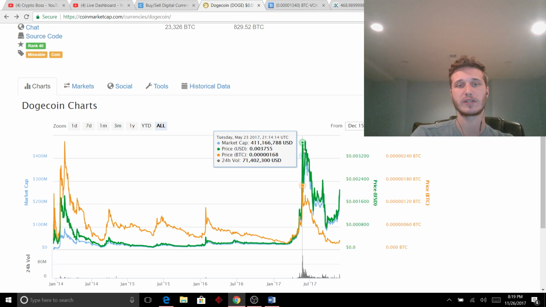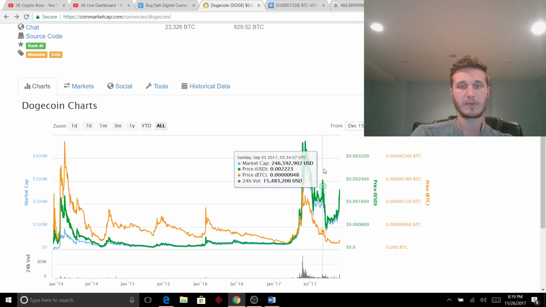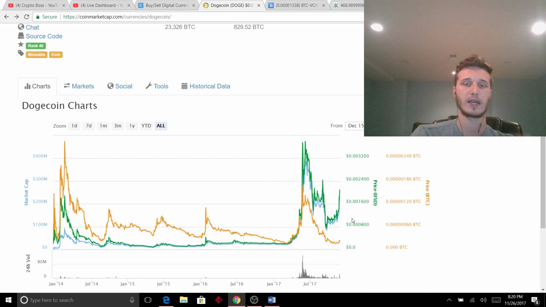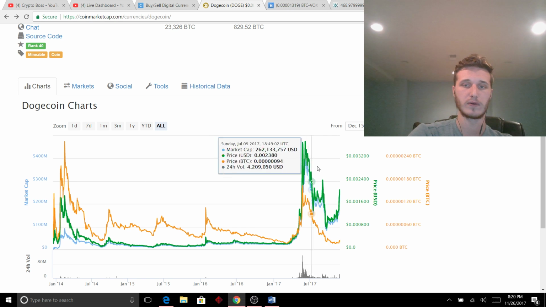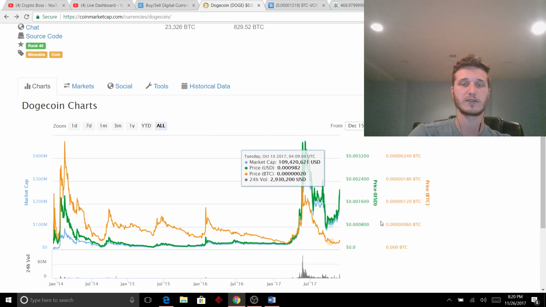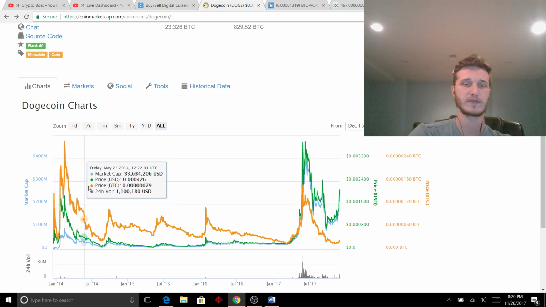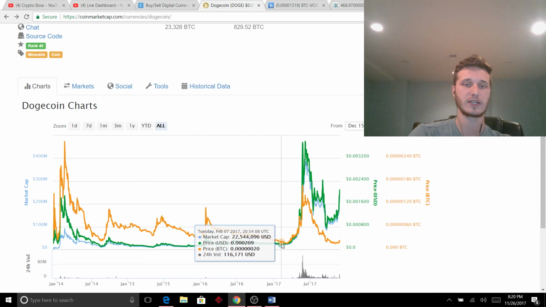0.3 or 0.37 cents. And then it went down a lot, went up a little bit, went down a lot, went up a little bit. Now it'll probably go down again, because if you notice, these green lines are trending down. So that's the price in USD. So it's trending down. And if you notice for all of these, they're pretty much trending down too.